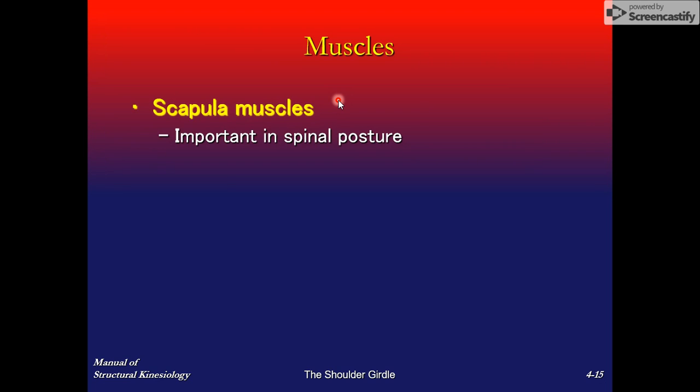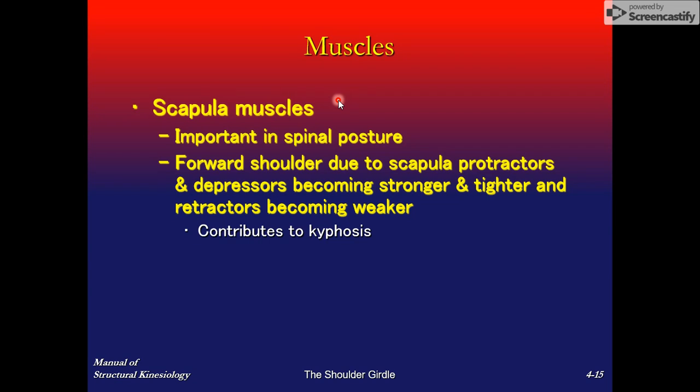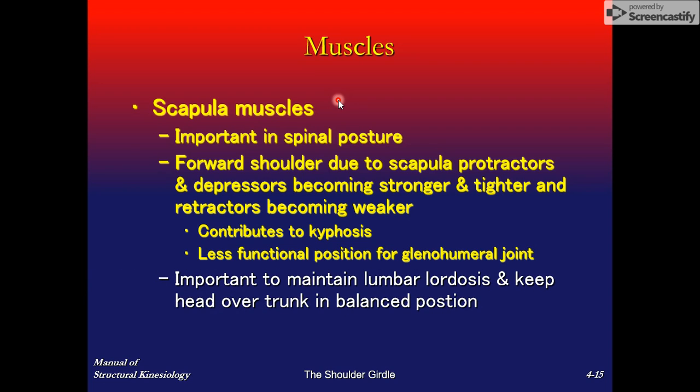Scapular muscles are important in spinal posture. Forward shoulder occurs due to scapular protractors and depressors becoming stronger and tighter and retractors becoming weaker. It contributes to kyphosis and a less functional position for the glenohumeral joint. It's important to maintain lumbar lordosis and keep the head over the trunk in a balanced position.